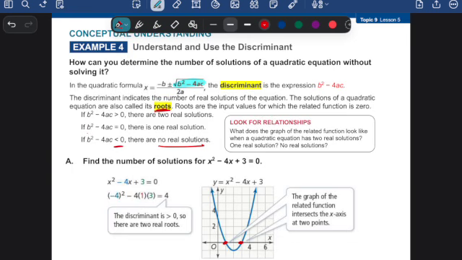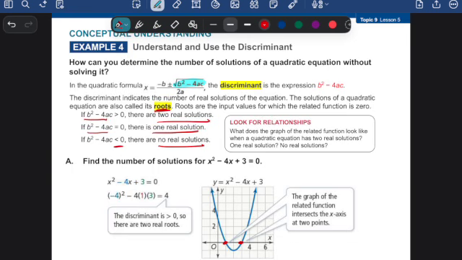If the discriminant, if what's underneath the radical is equal to 0, then you take the square root of 0, you get 0. That means you're adding or subtracting 0. There's only one solution. If what's in the discriminant is greater than 0, it's some number, then you're going to add that number or you're going to subtract that number. You will have 2 solutions or 2 roots.